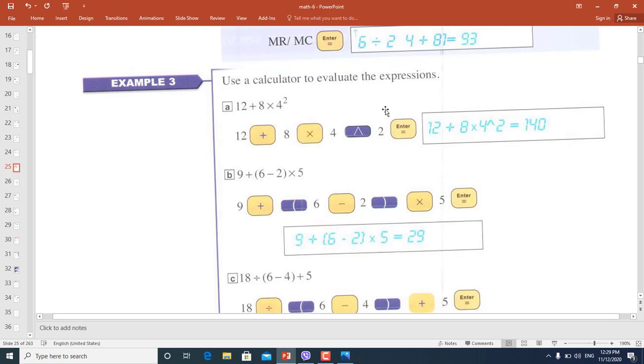Example 3 is about the calculator. We have 12 plus 8 plus 4 exponent 2, so we put 12, we put plus, we put 8, we put times, and we put 4. And for the exponent we have this sign, we put this. After that we press enter to tell us the value.